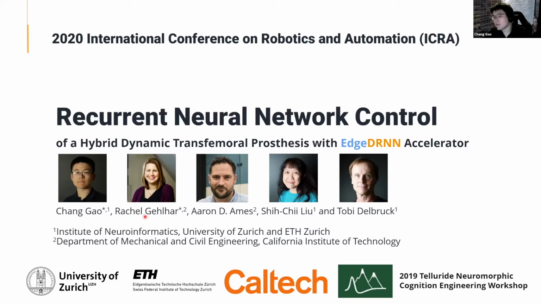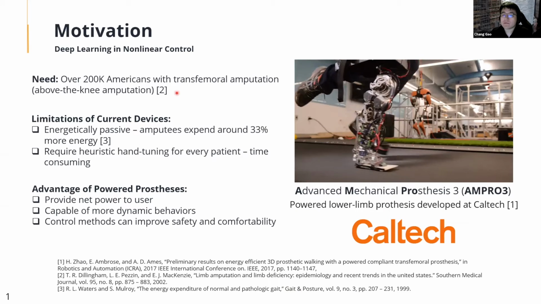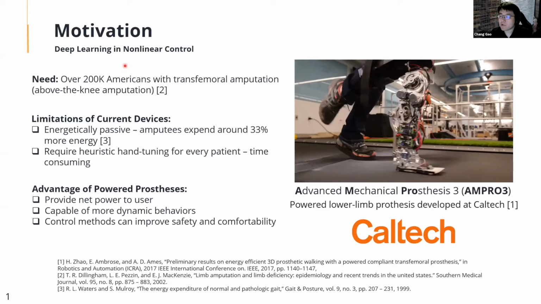Rachel Gallagher is a PhD student from Caltech working on legged robot control. This work was done in the 2019 Telluride Neuromorphic Cognition Engineering Workshop. So I'd like to start with the motivation of our work, which is to use deep learning in nonlinear control.